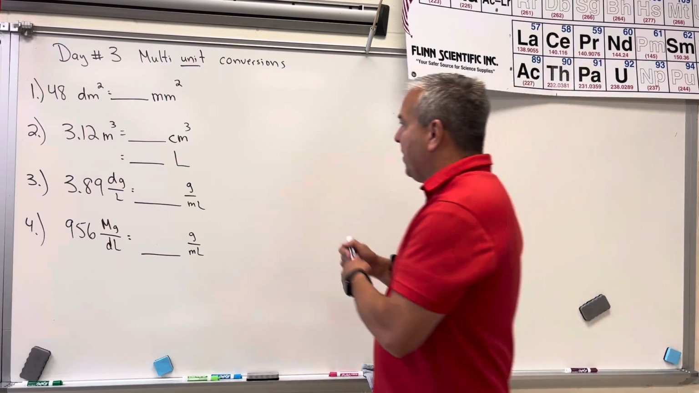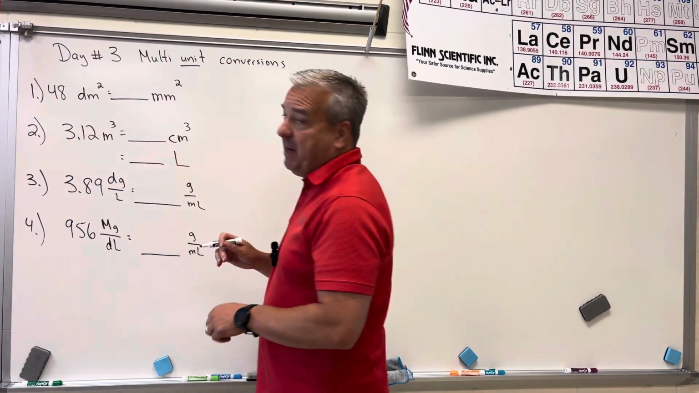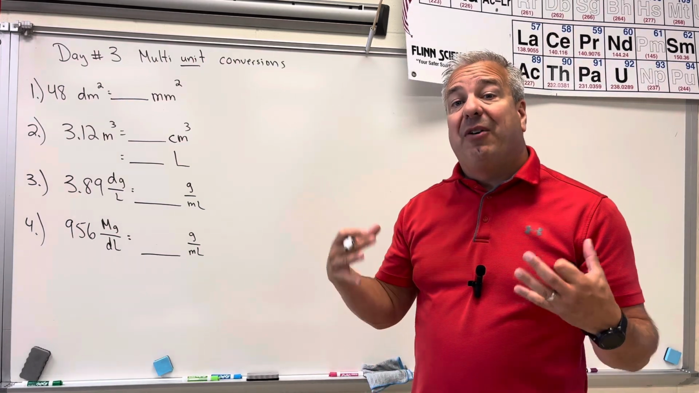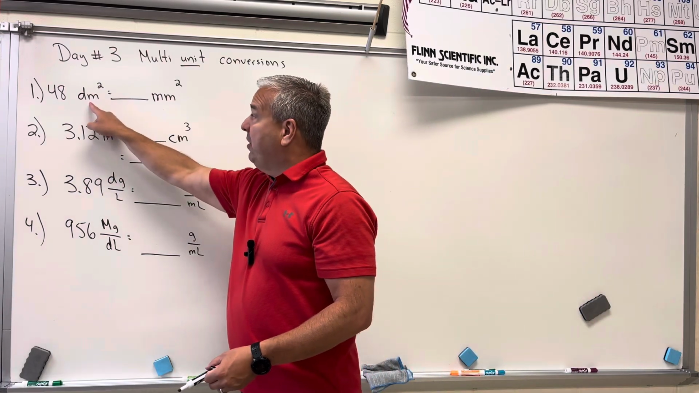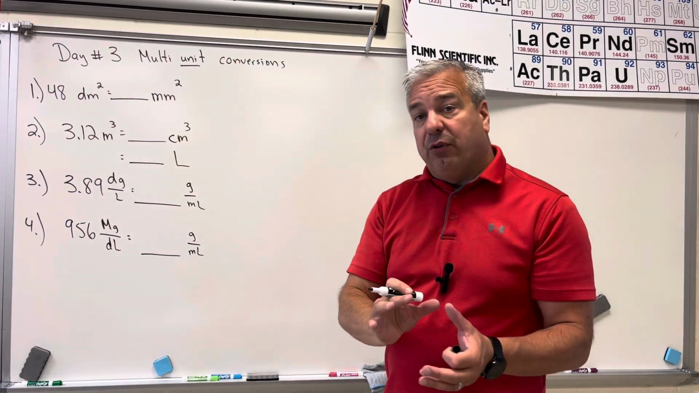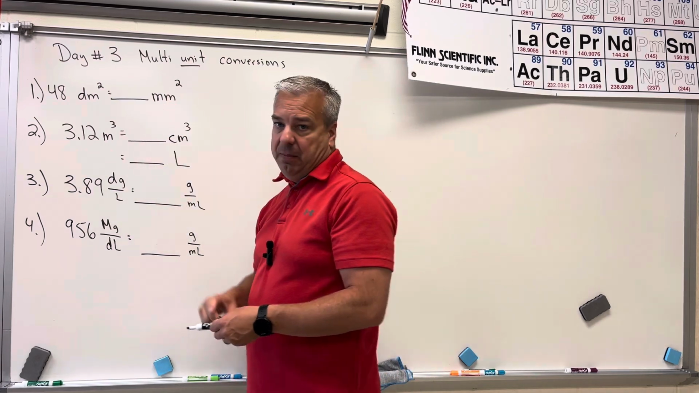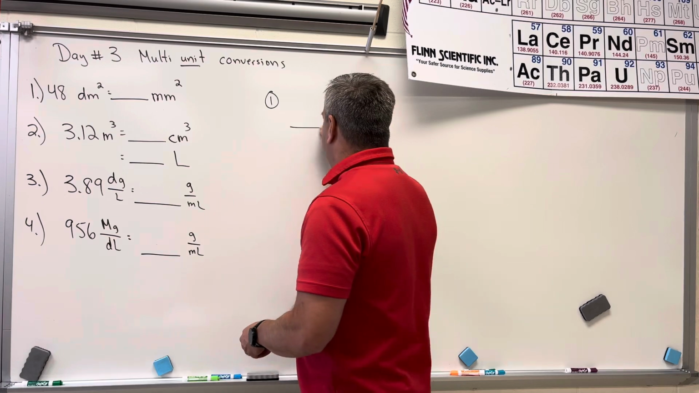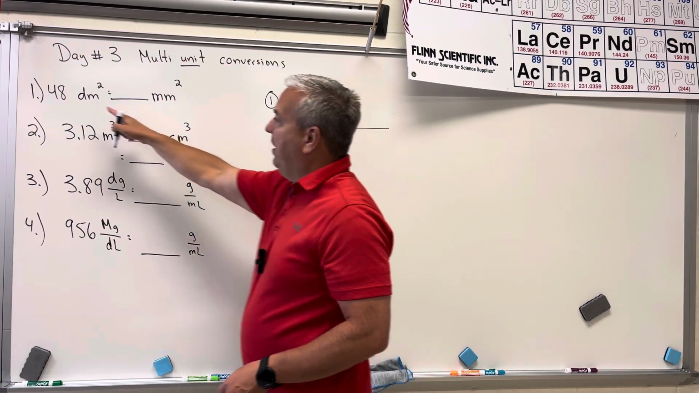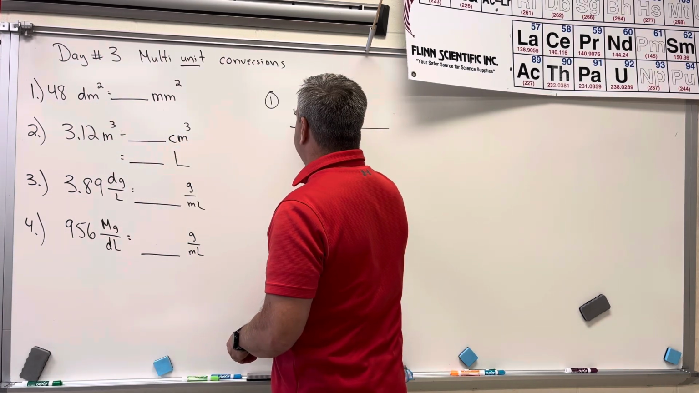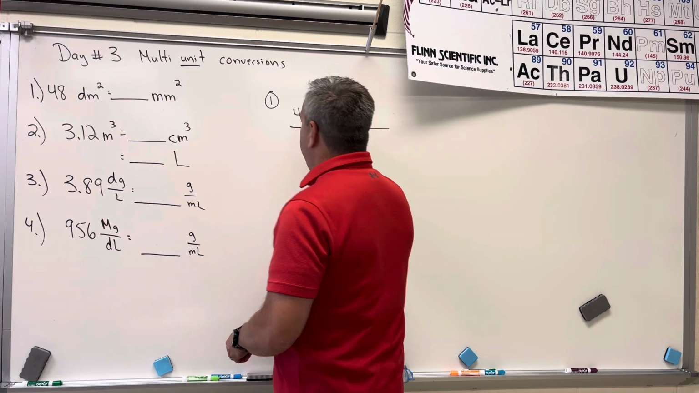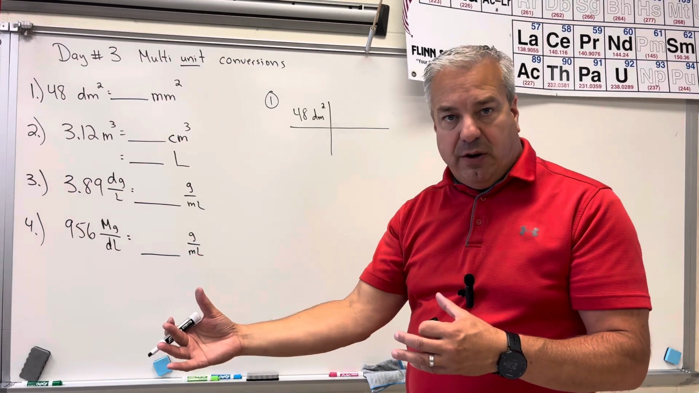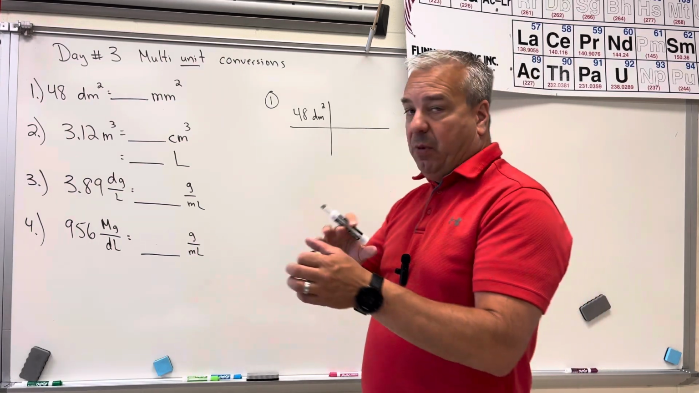So the first one, we're going to deal with converting 48 decimeters squared, which means there's 2 dimensions. It's length times width. So we're talking about area units when we're talking about a unit that's squared. And we're going to convert those 48 decimeters squared into millimeters squared. So let's get right into it and set up our train tracks. Here's our train track, and we're going to put in 48 decimeters squared.